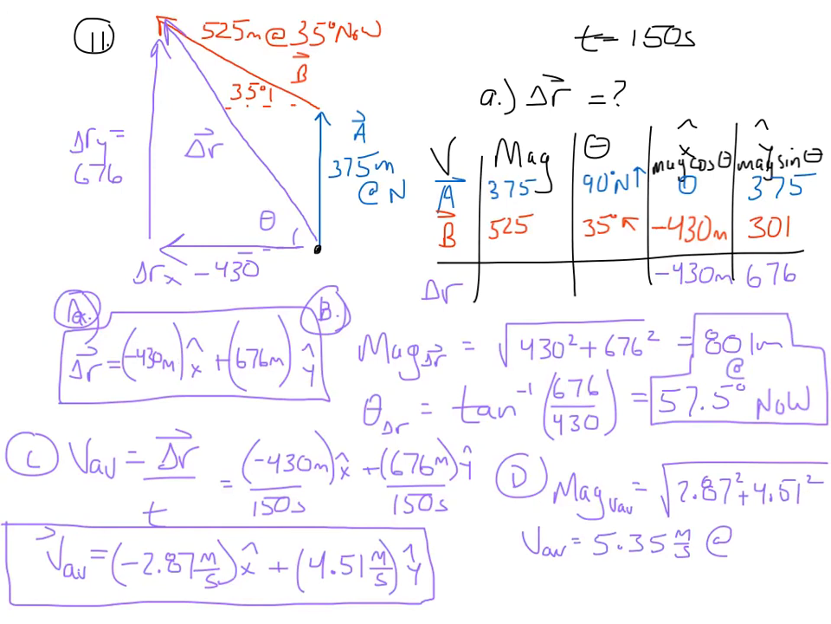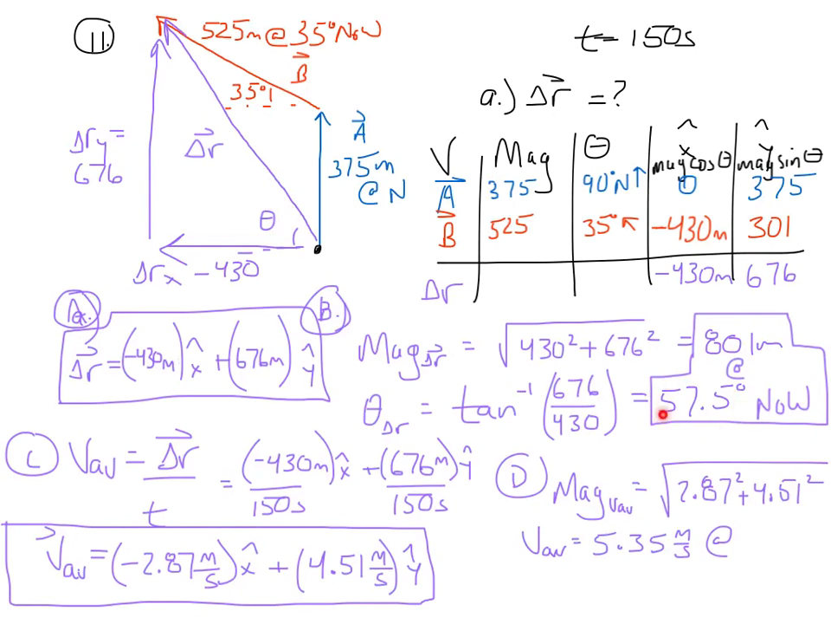At what direction? Well, we can bet it's going to be the exact same direction as the displacement, because you can't have a displacement in a direction and a velocity in a different direction, right? I bet it's going to be the exact same direction as the displacement right here, which is 57.5 degrees north of west, but let's just prove it.